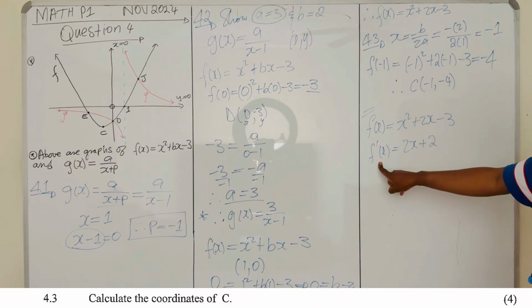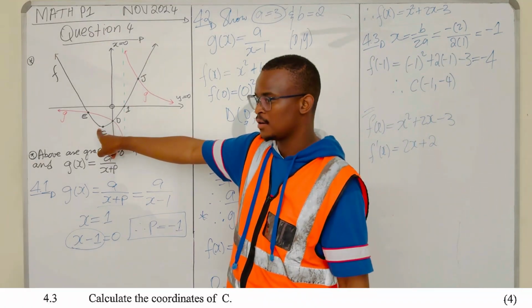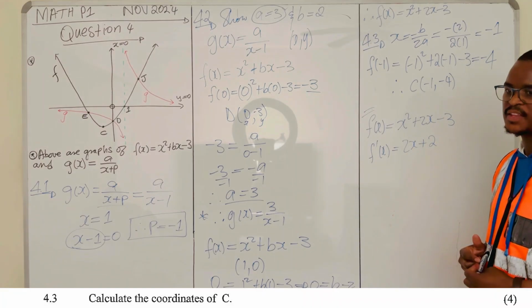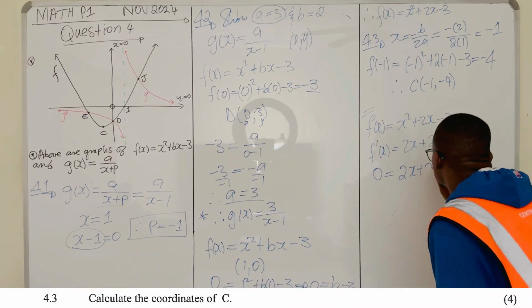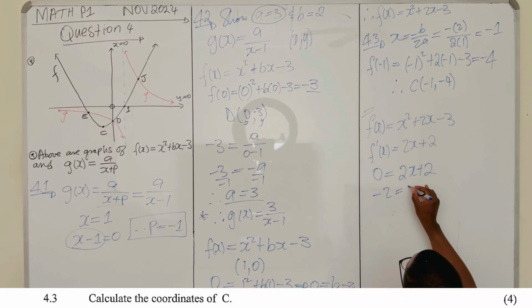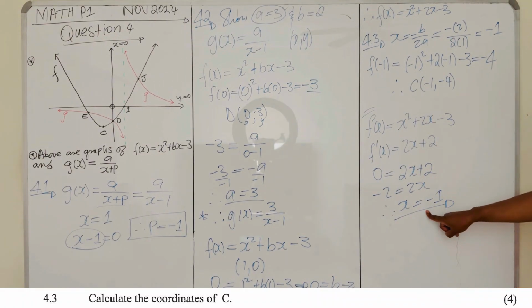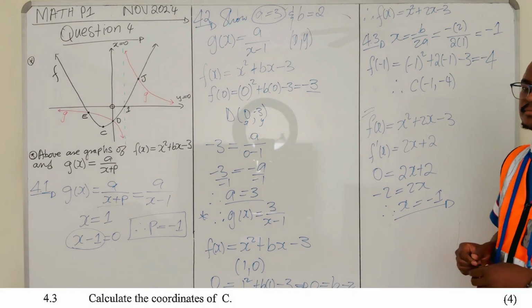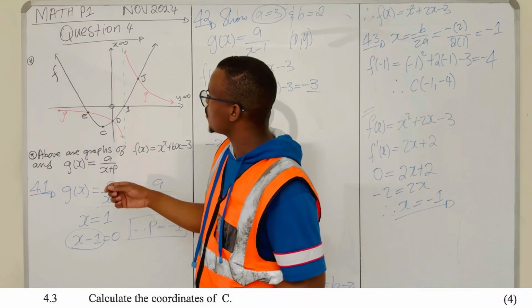Fine. What is f prime? F prime is the gradient at a point x. What is the gradient at the turning point? 0. So we can substitute 0 here and find the x values that give us a gradient of 0. So we can say 0 is equal to 2 times x plus 2. So minus 2 is equal to 2x. Therefore, your x equals minus 1. There it is. So to find the corresponding y value, you put it back there, like you did here, and you're done.